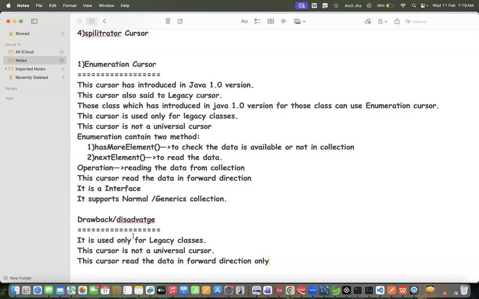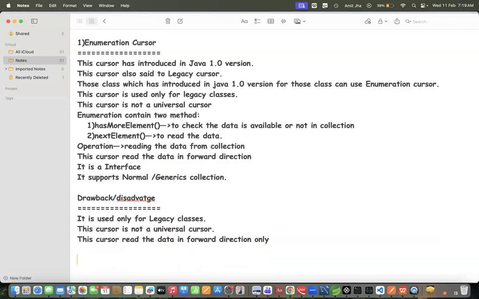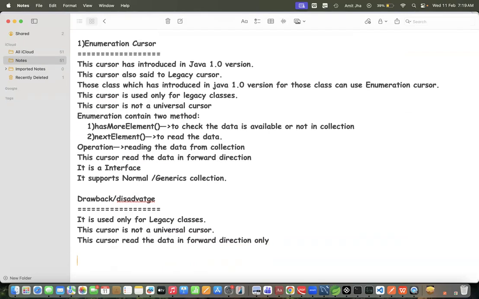Then, see, use Enumeration for which class? If you can use this cursor for legacy classes, do you know which class was introduced in 1.0? No, Amit, I don't know. Okay, don't worry, I will explain. Why am I here? Only to explain things so you can understand. It is used for the Vector class. Vector and ArrayList both are the same property-wise, almost the same. Both are brothers.